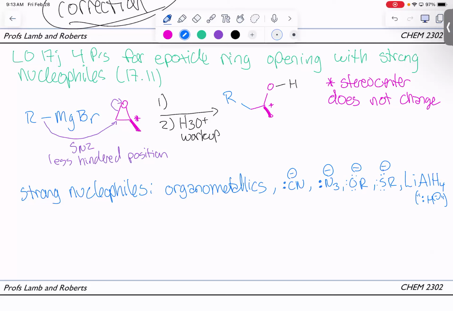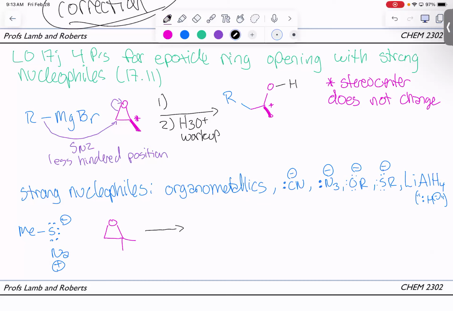nucleophile that's attacking. Another example: let's use methyl sulfide as the thiolate. We always have to have a counter ion, so let's arbitrarily say it's sodium. You could have potassium, it doesn't matter. Let's take an epoxide in this case, one that has a gem-dimethyl group. Gem means geminal, on the same carbon.